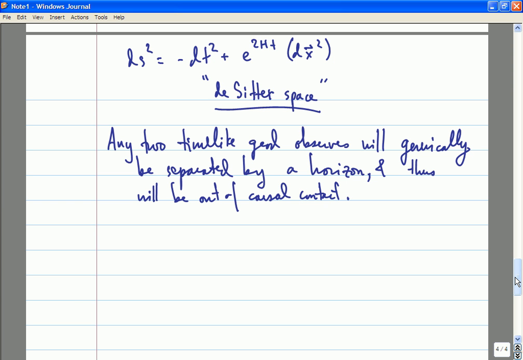Yes? When will that happen? The equation, when will that happen? So you can see here that H is a parameter that has dimensions of inverse time. So the typical time scale for an exponential expansion of the universe will be H inverse. The universe expands by a factor of e once per time H inverse.